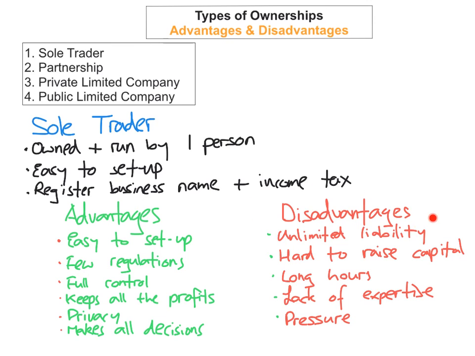So some of the disadvantages of being a sole trader. One of the biggest ones is that you've got unlimited liability. So if the business goes bankrupt and there are still some outstanding debts, then the owner of the business will be held accountable, and they will have to pay until they've paid off all of the debts that they owe. So the person's belongings can be taken, such as their house and their car, and be sold in order to pay off the debt that they owe.